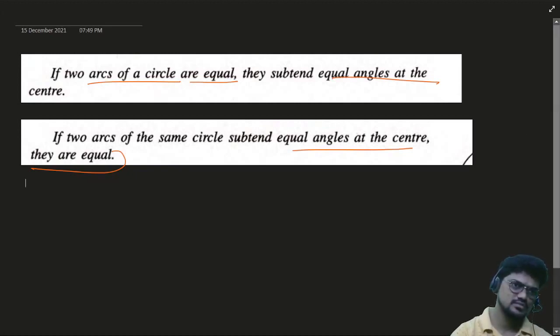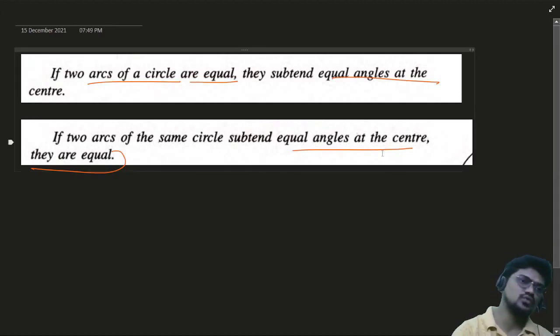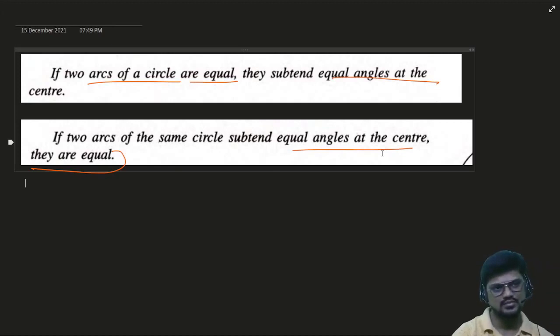Sir, in this, why can we not do SAS? Because they're telling here equal angles. You have to prove the two angles are equal. That will come afterwards, when you have proved that the two triangles are congruent.